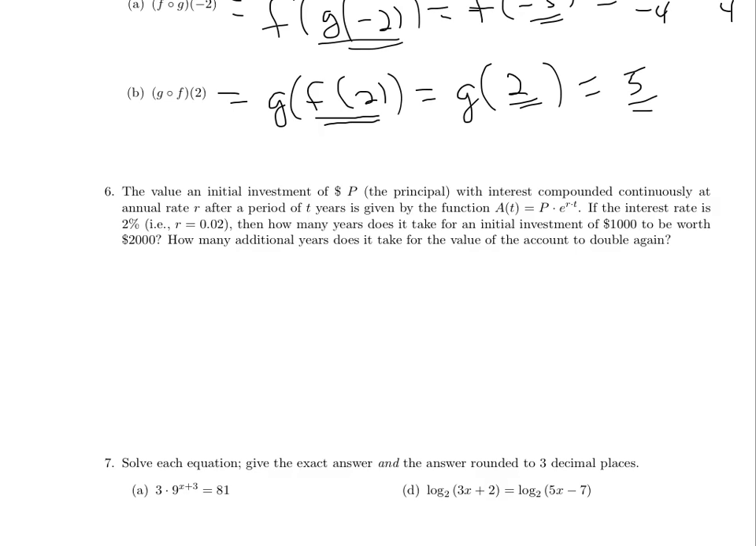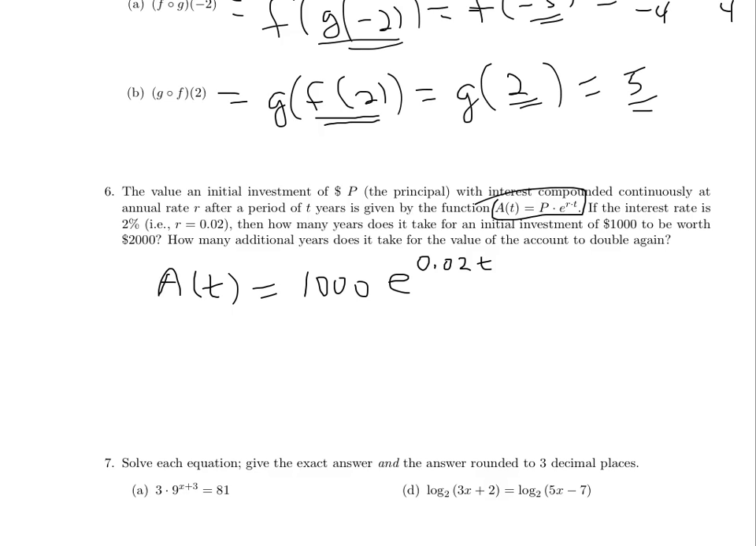So the formula here for the amount of money that you have after t years is going to be the principal, the amount you invest originally, times e to the rt. So r is 0.02t. So the formula is being explained to us in the problem.